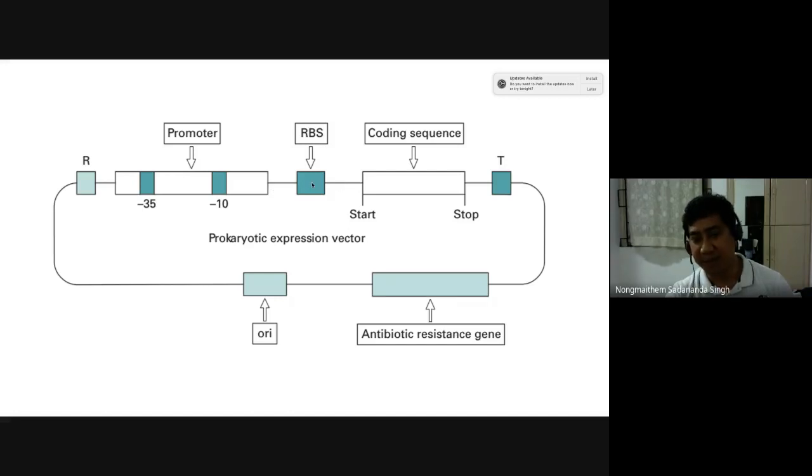After binding, it should be at the right context with the start codon, the ATG, so that it is much more efficiently translated. So all those have to be kept in mind when you are cloning something for protein expression.